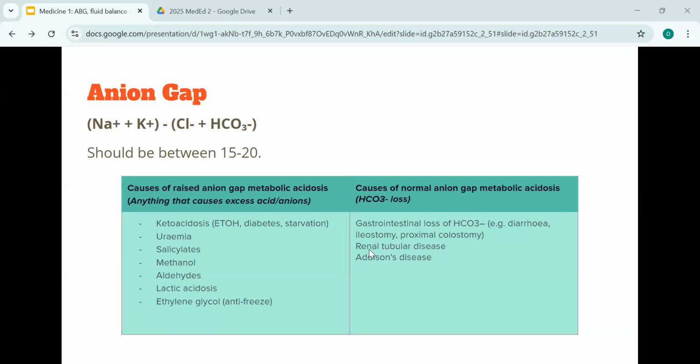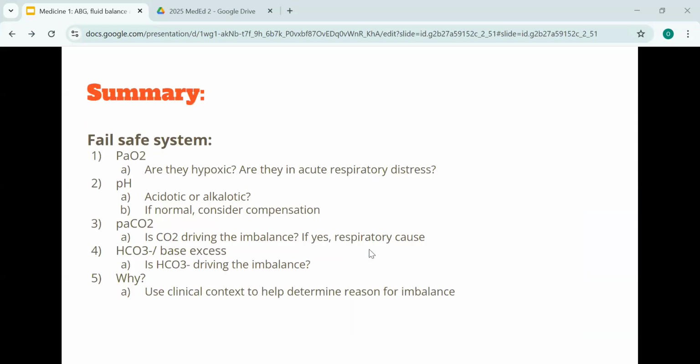If you get a value which is significantly more than that, we're thinking there are some other anions driving this metabolic acidosis. So for example, in DKA, ketones are what's driving the acidosis. So you'd expect a large anion gap. Certain toxins such as aspirin or methanol can also cause these acid-base balances. So it's important to know when you're in a metabolic acidosis, what is causing this difference.